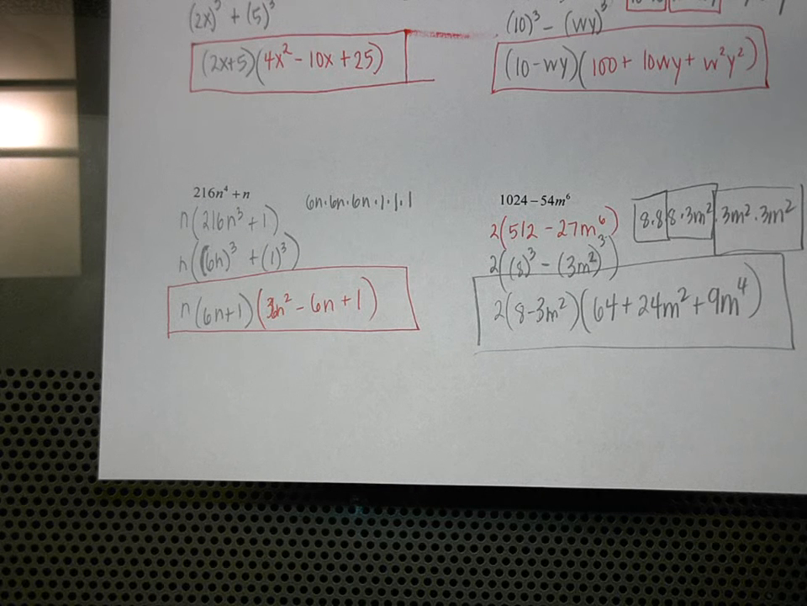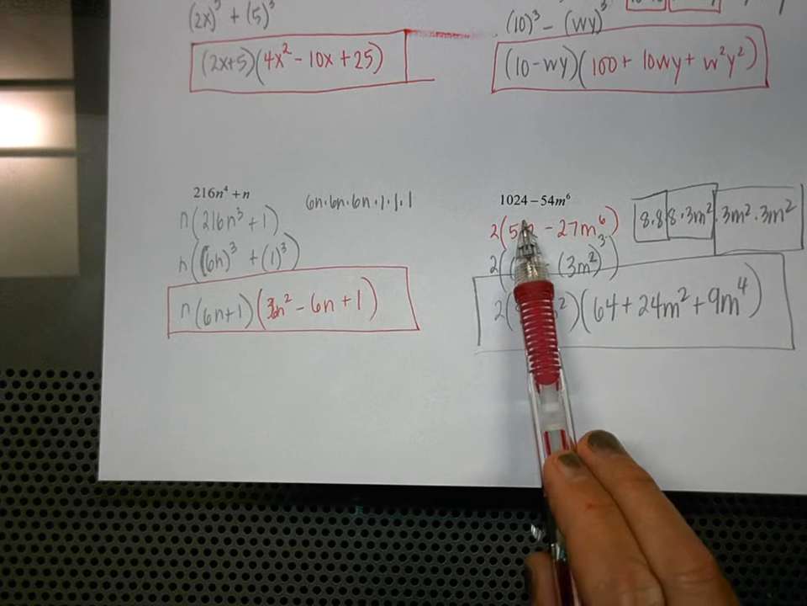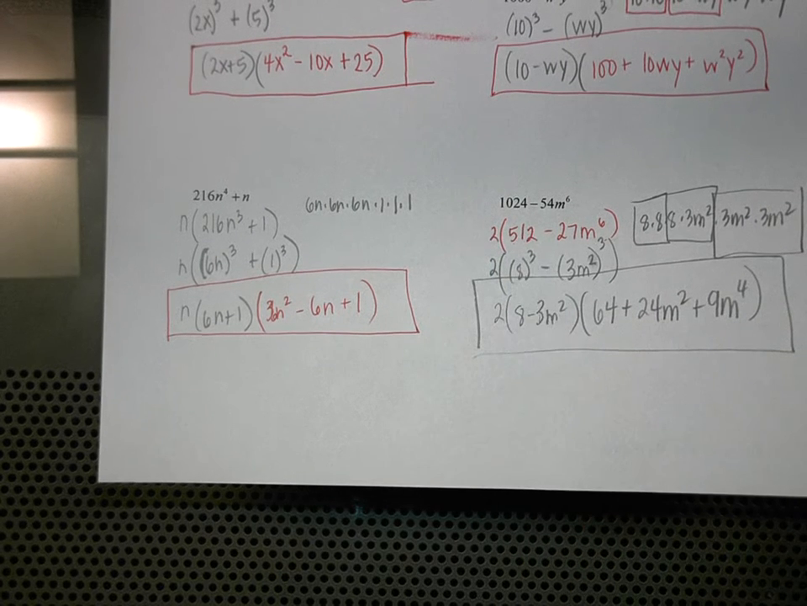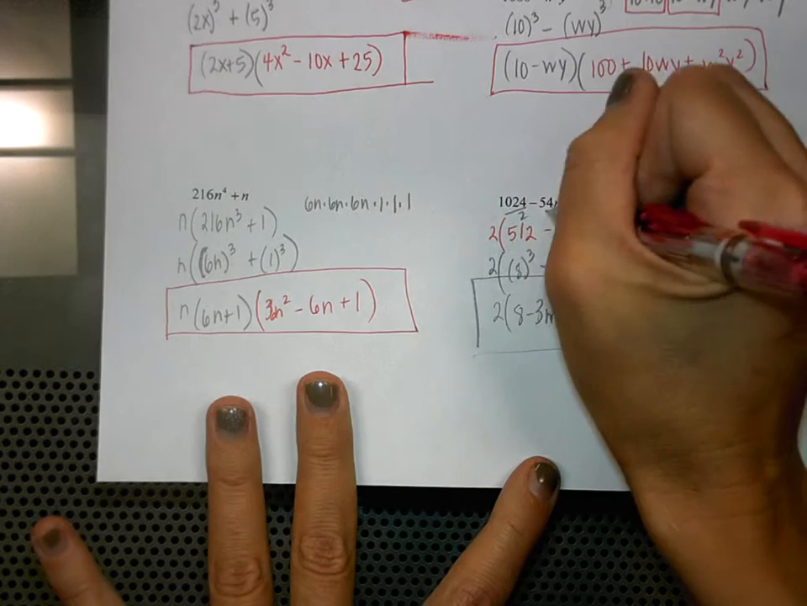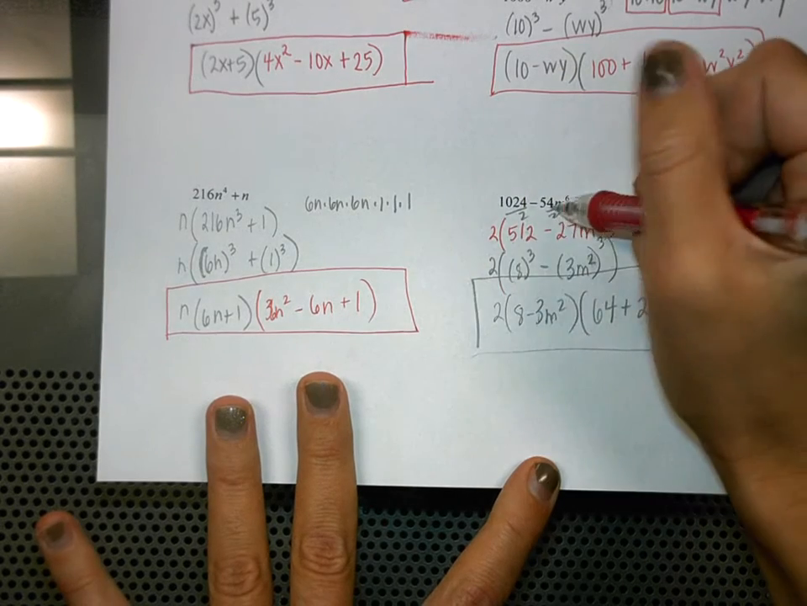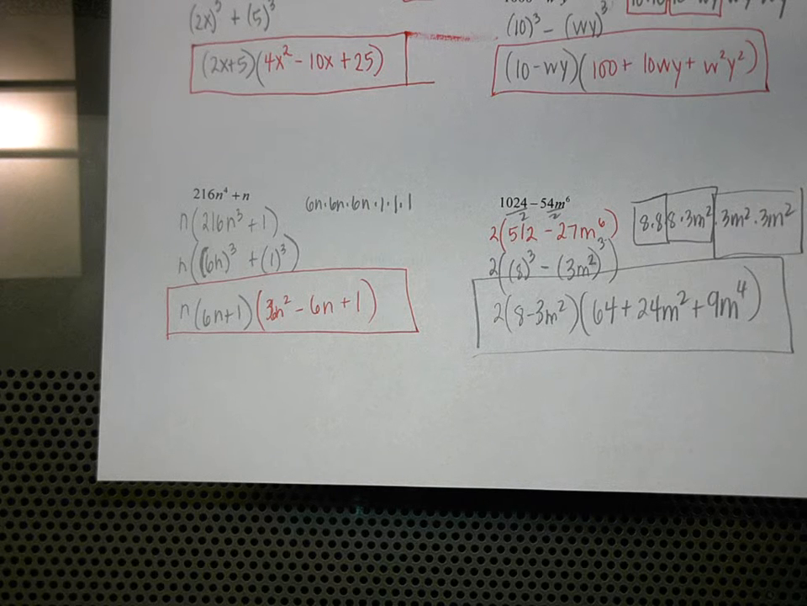Oh, it's okay. I factored out a GCF of 2. So 1024 divided by 2 is 512. So there is a GCF of 2. I could divide out a 2 from both of these. So when you divide this by 2, it's 512, and 54 divided by 2 is 27. Okay. Any other questions?